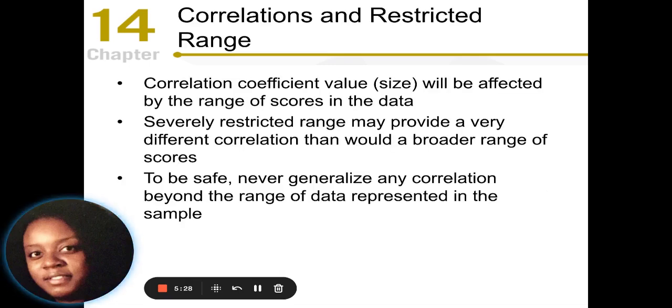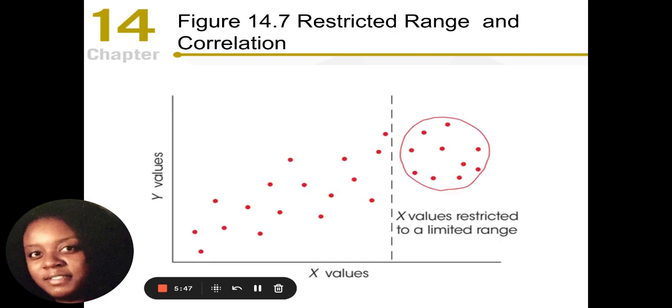The size of the correlation coefficient is affected by the range of scores in the data. A severely restricted range may provide a very different correlation than a broader range of scores. So to be safe, we should never generalize any correlation beyond the range of data represented in the sample. Figure 14.7 shows us the restricted range in correlation.